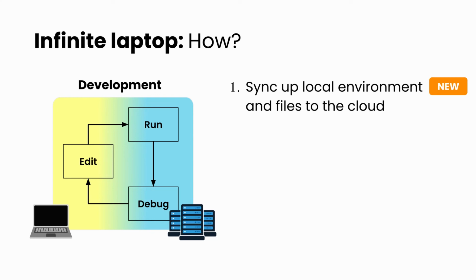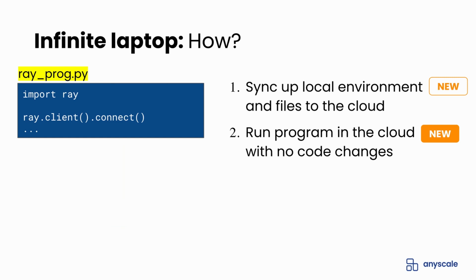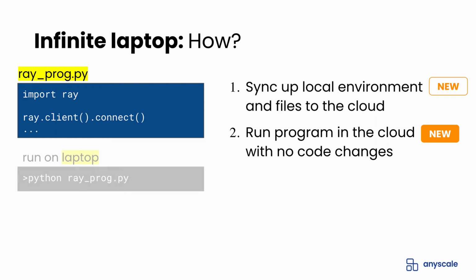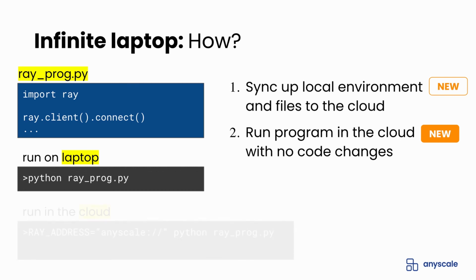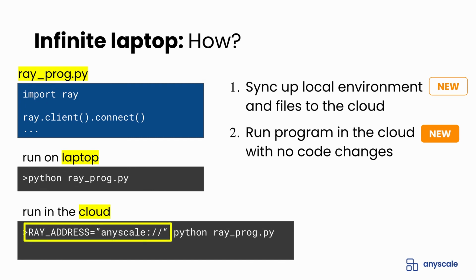Note that the new labels indicate the new Anyscale features we developed since the last summit. Second, we can take the code that ran on the laptop and run it on the cloud with no code changes. Consider the Ray code snippet on the left and the command line to run on your laptop. Now, to run this program on Anyscale in the cloud, you just need to use the environment variable RAY_ADDRESS to point to Anyscale. That's all.